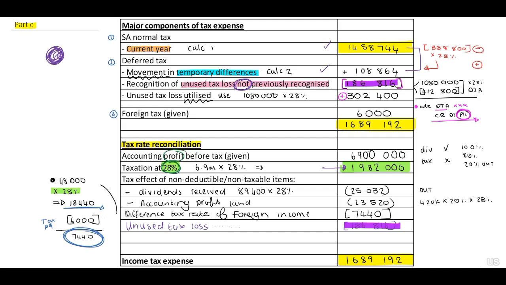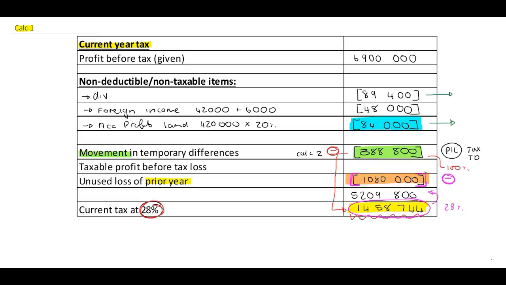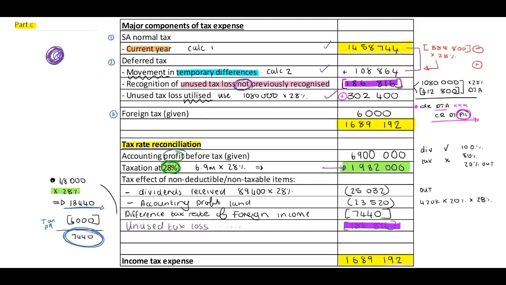Okay, but if you look at the next line item, the unused tax loss utilized, the 302,400. Guys, remember I've indicated to you that this is included in your current tax. Therefore, we take it out here and we have included it here. Therefore, again, net effect 0. Our foreign tax, the 6,000, we have discussed this in terms of our reconciling item.